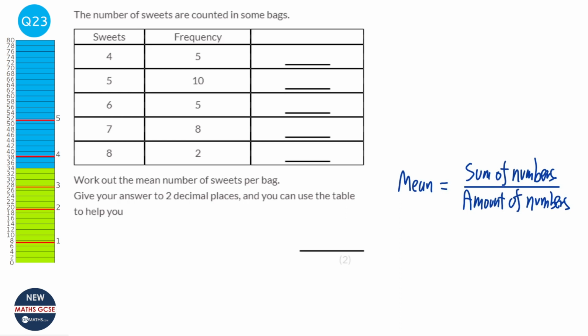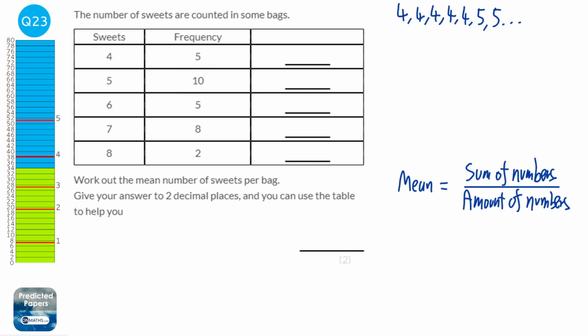The first thing I want to highlight is that a frequency table is just saying that there are 5 lots of 4. So we can imagine writing out 5 lots of 4. Okay, and then there are 10 lots of 5. So you can imagine writing 10 lots of 5. I'm not going to, but that's all a frequency table is saying. Okay, so how do we work out what the numbers will add up to?